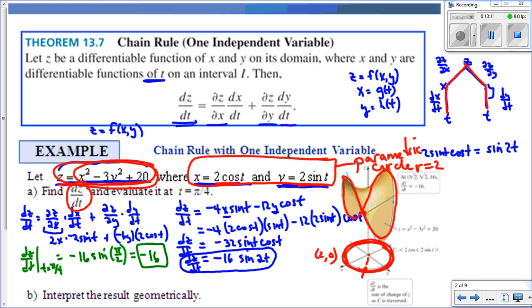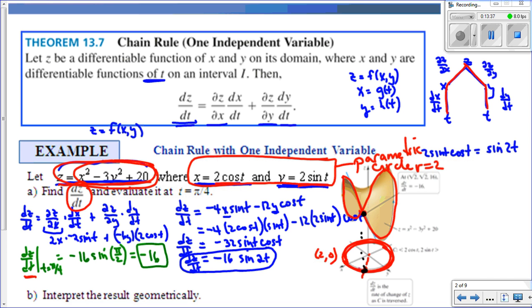Okay, so the x and y locations of points depend on the t values, and we're looking at points on the surface. So now what you just found by finding that derivative at t equal pi over 4 is the slope of the tangent line to the curve at that point on the surface. So at this point here, which is directly above where the point would be on that circle at t equal pi over 4, we found that the slope of the tangent line was negative 16.